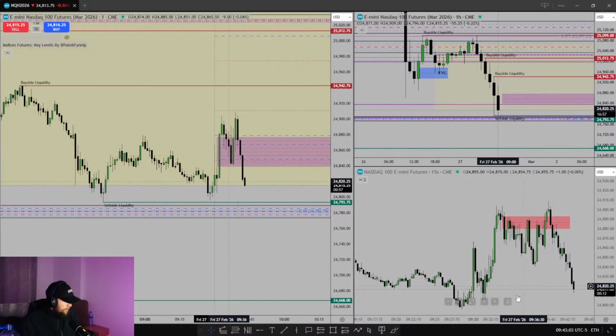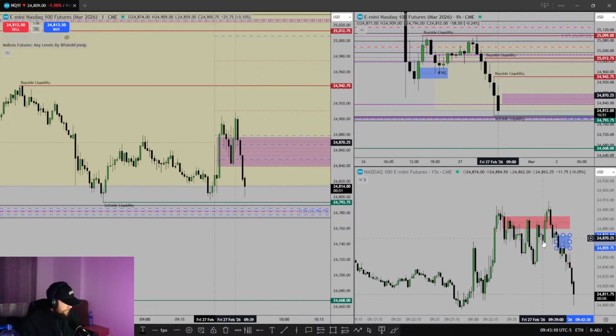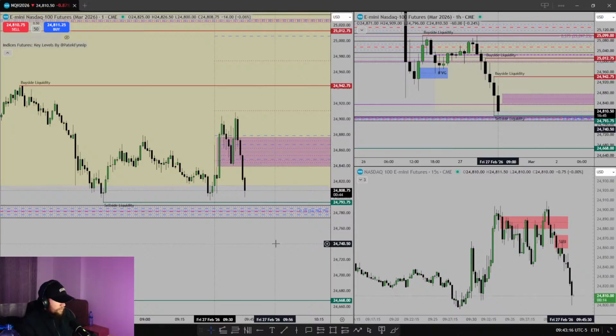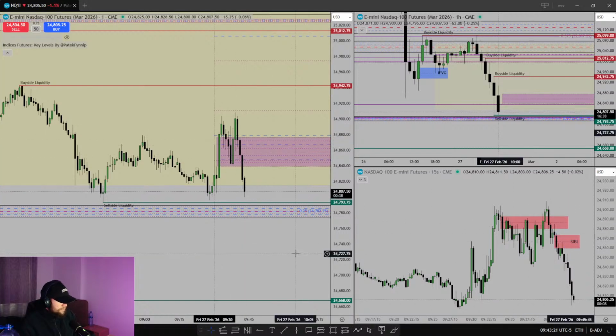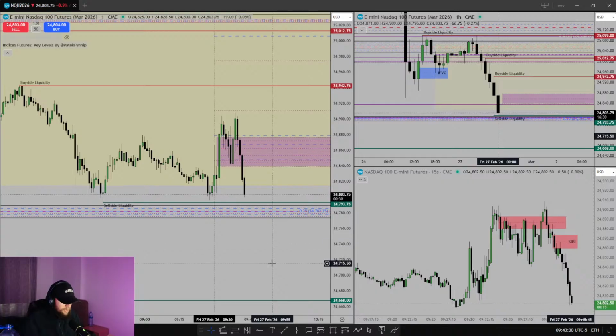All right, the only thing that would have made sense is this CB here with the breaker, but I did not take anything in here. I'm simply waiting. But like I said, I want to see it go into the sell side first and then reverse into the buy sides based on the dealing range on the daily time frame.